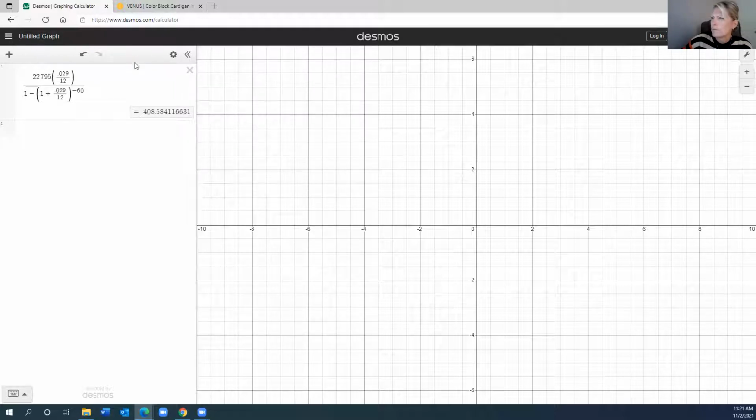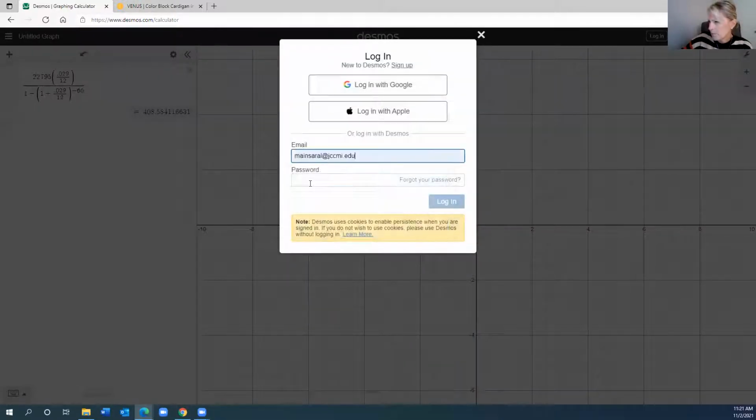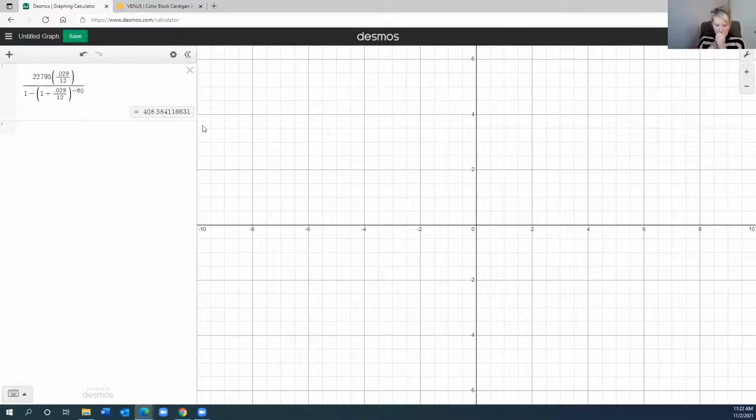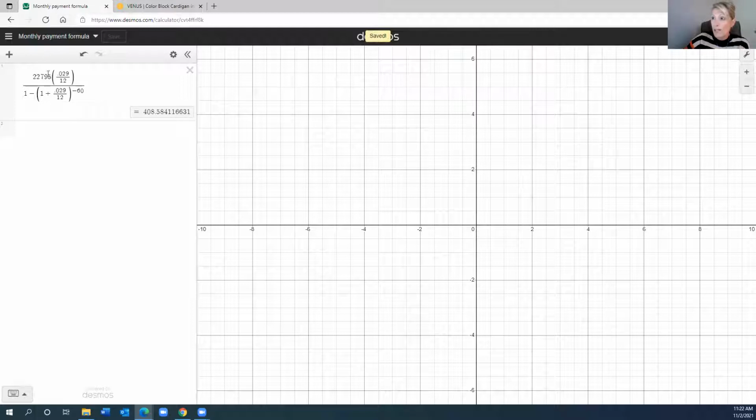And I'm going to save this. Oh, I need to log in. That's why it's not letting me save. So I'm going to save this, and I'm going to save it as monthly payment formula. Okay. And so then anytime I want to do it, then I can just go to this, and then I've got the setup all right there. That's what I would do. So this happens to be ours right here. So it looks like our monthly payment is $408.58.